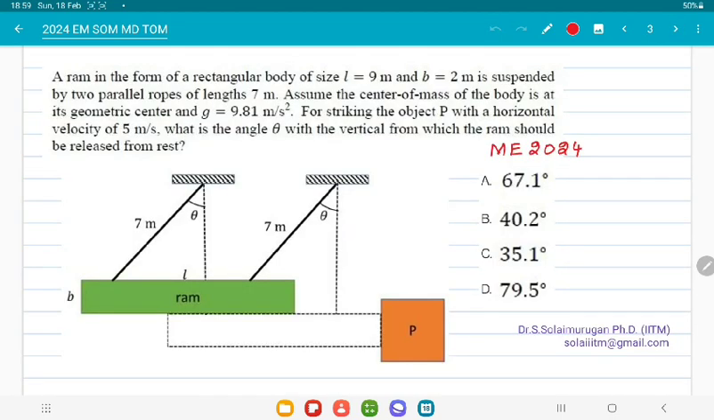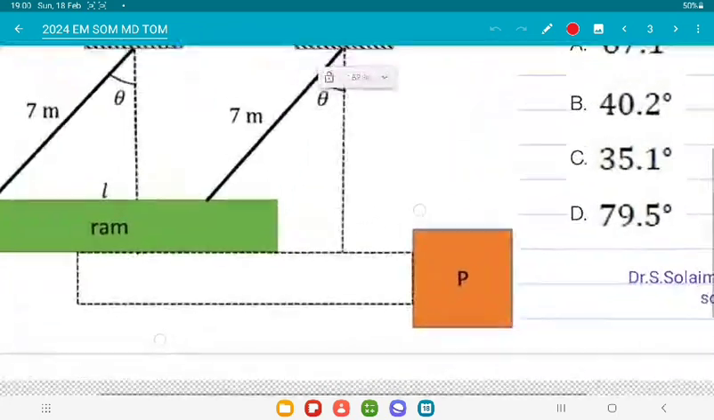A ram in the form of rectangular body 9 meter cross 2 meter is suspended by two parallel ropes of length 7 meter. Center of mass is at the geometric center. G is given. For striking the object P with the horizontal velocity V equal to 5 meter per second, what is the angle with which vertical object should be released from rest? So released from rest, it means initial velocity 0.